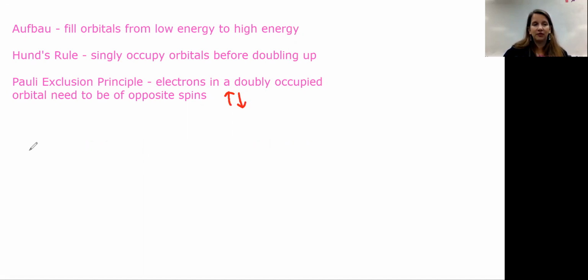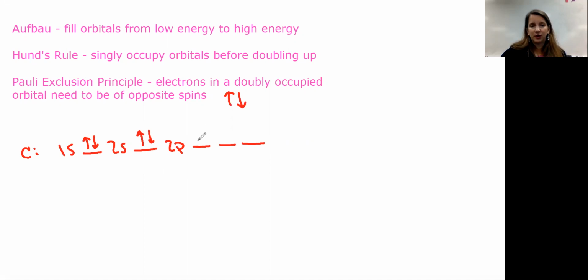When we look at carbon, for example, carbon is 1s2, so we're going to put 2 electrons in the 1s. It's 2s2 with a single line to represent a single orbital, so we put 2 electrons in there. And then it's 2p2, so we have to have 3 lines because it's a p sublevel. With 2p2, we're going to put 1 up arrow in the first 2 orbitals because of Hund's rule. We need to singly occupy the orbitals before doubling up.